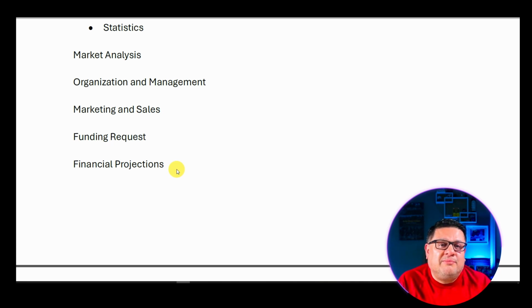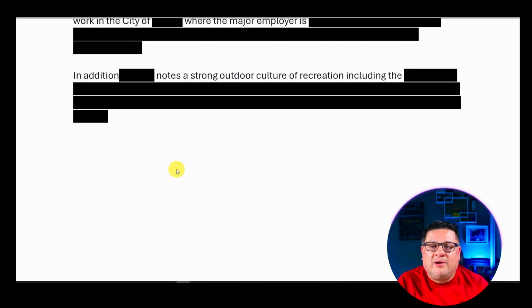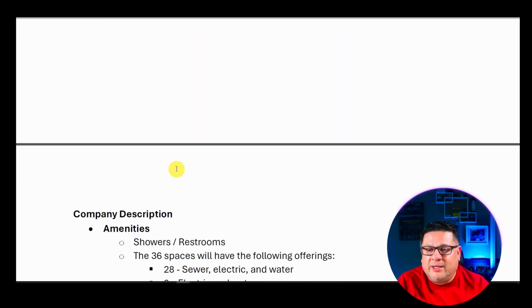And then some business plans might have an appendix, right? So there's any additional information, some drawings, videos, those kinds of things that are relevant to the plan. That is very, very important. So here was one that I put together for an RV park. It was a 36 space out in Colorado.